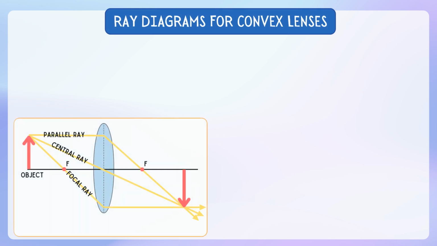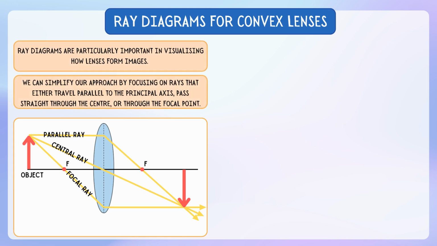In today's lesson, we delved into constructing ray diagrams for real images produced by a convex lens. We started by understanding the importance of ray diagrams in visualizing how lenses form images. We simplified our approach by focusing on rays that either travel parallel to the principal axis, pass straight through the center of the lens, or head towards the focal point before entering the lens.